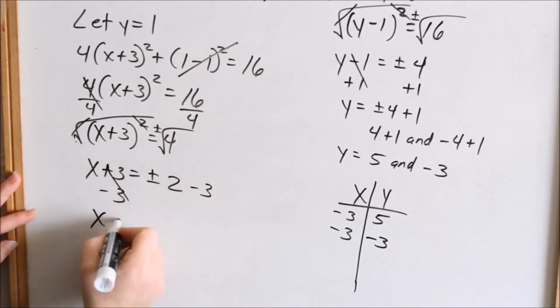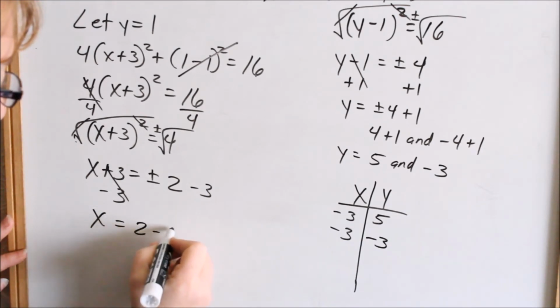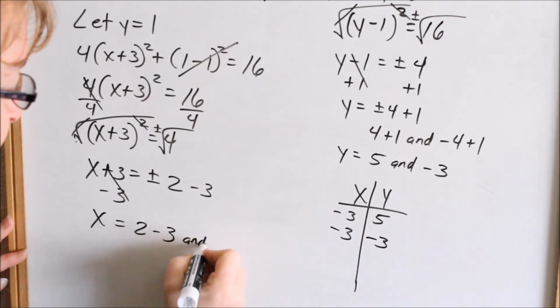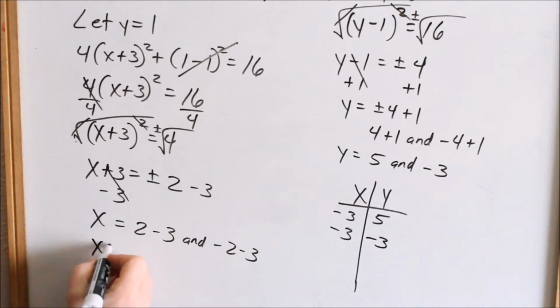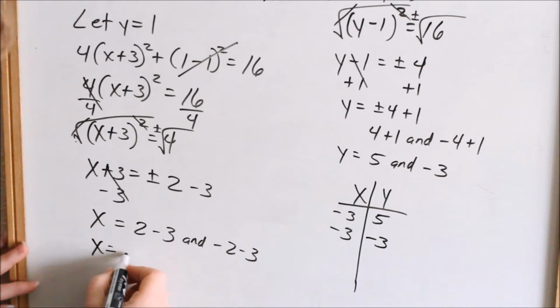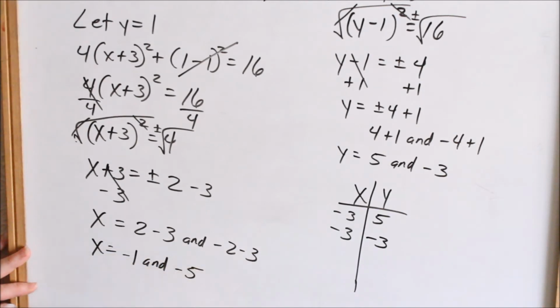We can combine numbers, so we can combine these. So what does this mean? This means a positive 2 minus 3 and a negative 2 minus 3. So x equals 2 minus 3 is negative 1, and negative 5.